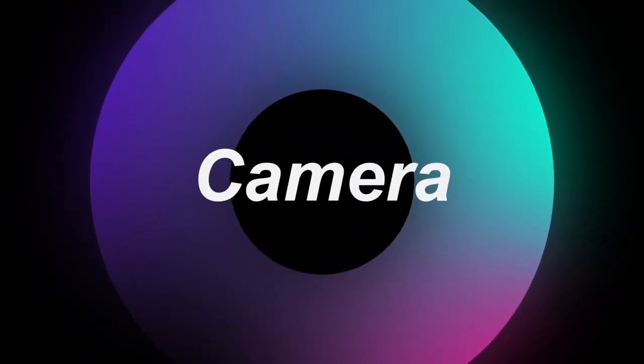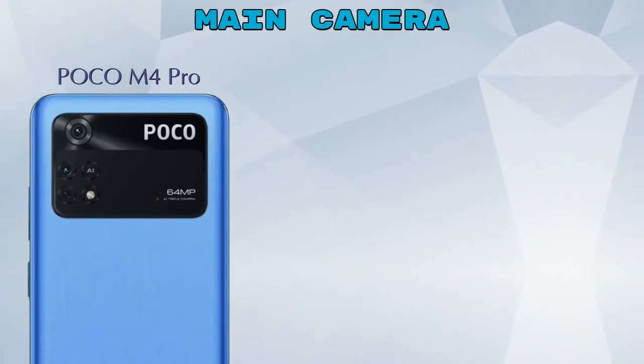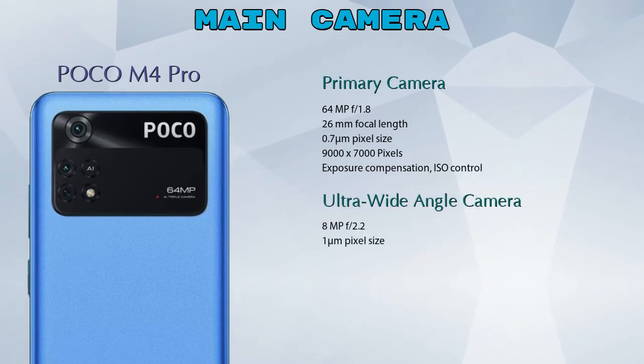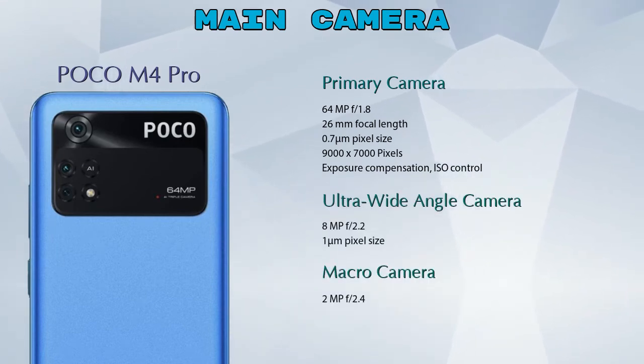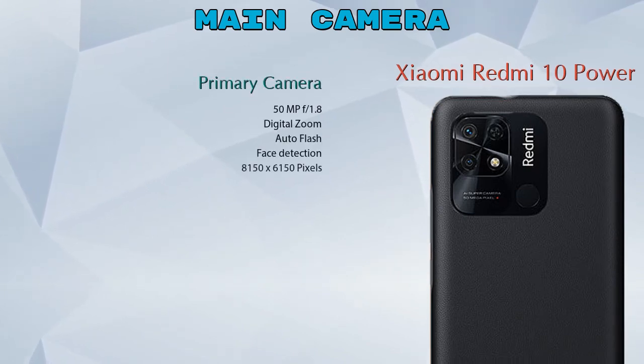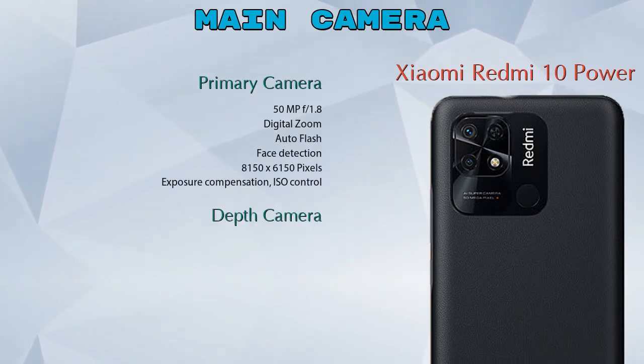Let's see the details about our favorite feature, the camera. Friends, first of all, talking about the rear camera, we can see 3 cameras in POCO M4 Pro: primary camera, ultra wide angle camera, and finally macro camera. In Redmi 10 Power we can see 2 cameras: primary camera and finally depth camera.